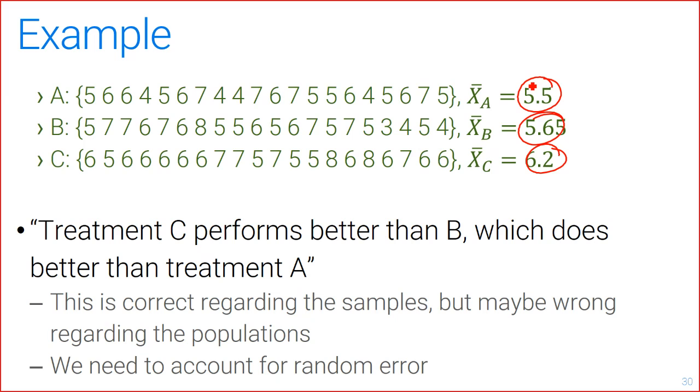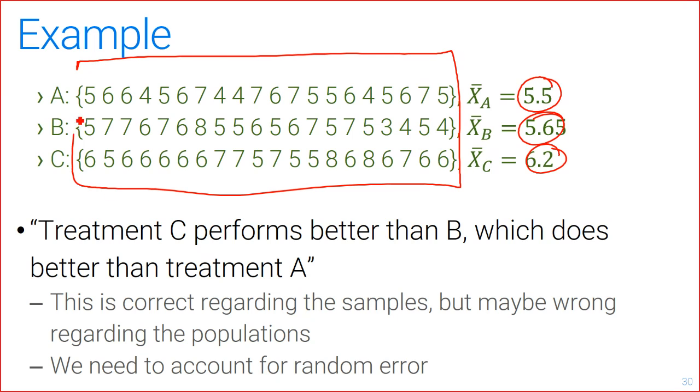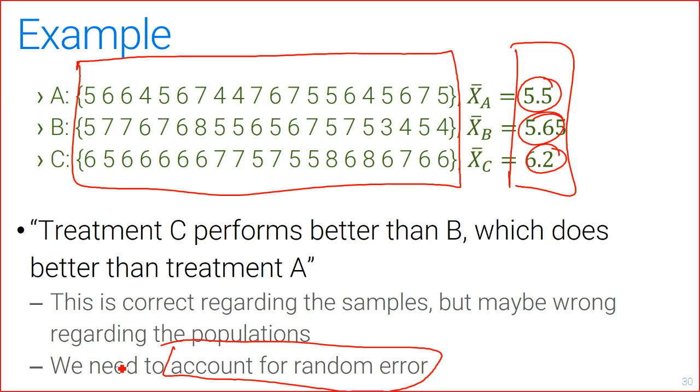Now, this is correct regarding the samples. If we get this sample of data, these are the numbers that we got, and therefore that statement is correct. But that's where we stop. We are not saying anything about the populations. And hey, the populations are what we are interested in in the first place. So we have to somehow account for the random error. And the whole statistical thing is about quantifying the random error such that we can make conclusions about the populations.